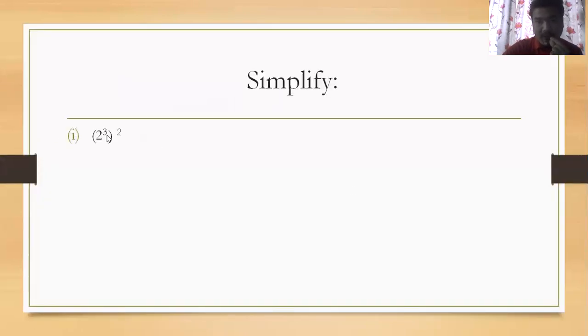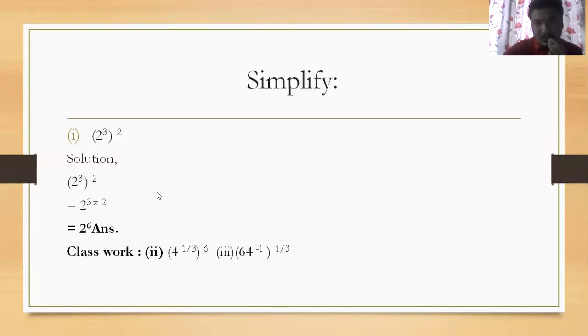Simplify one. Power and whole power: this 3 and 2 we have to multiply, and it will be a to the power 3 into 2, that means 6. Similarly, 2 to the power 3 into 2. If there is base 2, 2 power 3 and whole power 2, then this 3 and 2 will be multiplied, and 2 to the power became 3 into 2, then 2 power 6. And similarly we have to solve other questions also.